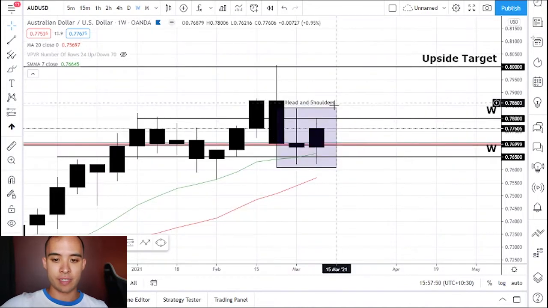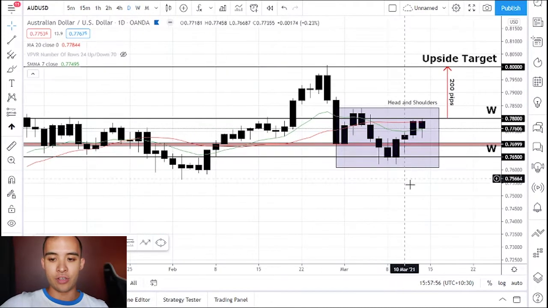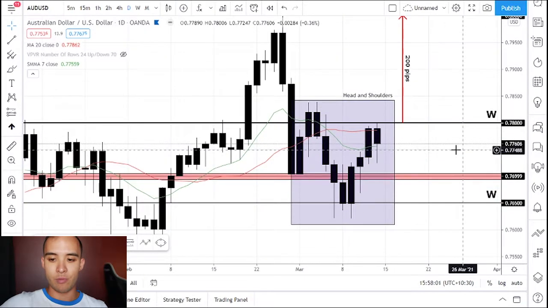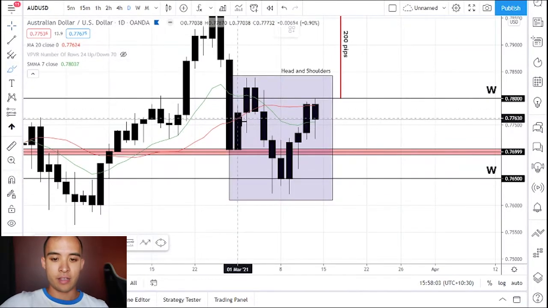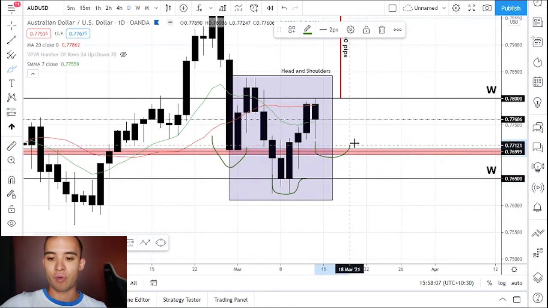So you may also see this purple box which I highlighted, labeled head and shoulders. Now this is the head and shoulders pattern. You haven't seen it yet because it is more clear on the smaller time frames, but I will quickly draw it out here. Here you have the left shoulder, you have the head, and here's the potential right shoulder.